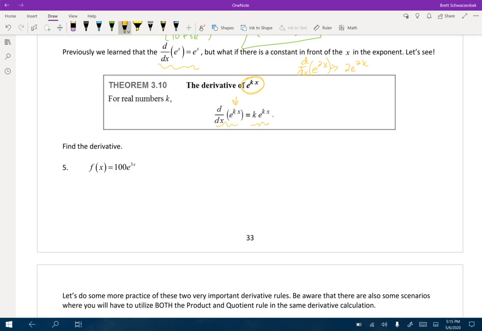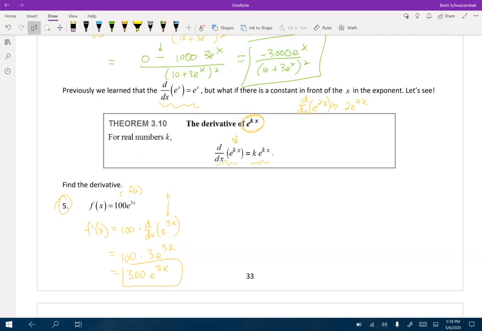So let's look at what a problem would look like. So we have a function, f of x, which is equal to 100e to the 3x. So again, what does this look like? It looks like a constant and a function, right? So what do we know when we find the derivative f prime of x? Well, we know that the 100, the constant, stays put, and we multiply by the derivative of the f of x, which is that. Well, what do we now know? The derivative of e to the kx is ke to the kx. And when we multiply, we get 300e to the 3x as our derivative.